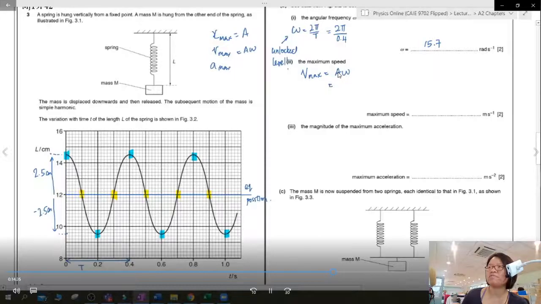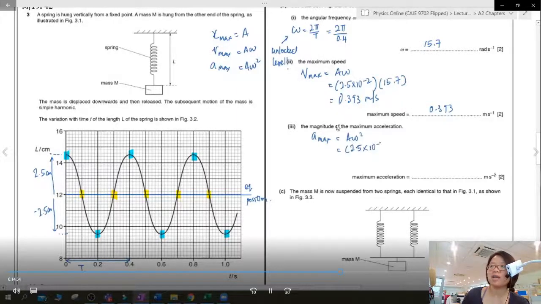If you want to find Vmax, this will be A omega. So taking omega, which is 15.7, and the amplitude is 2.5 cm. Please remember to convert to SI because you can see this is meter per second unit. So this will be 3.93 meters per second.